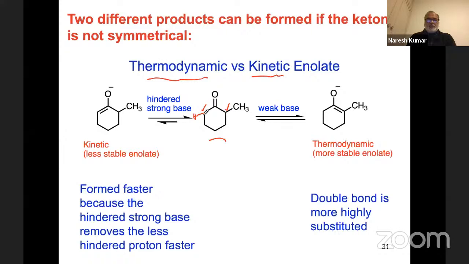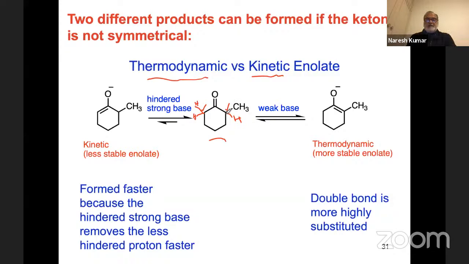And if you remove one of those protons with a base, you will get the corresponding enolate on the left-hand side. And this is a less hindered site because it's just hydrogen. So a big reagent can come on this side quite easily. While on this side, there is also a hydrogen present at this position. And using a base, you can also remove that hydrogen.